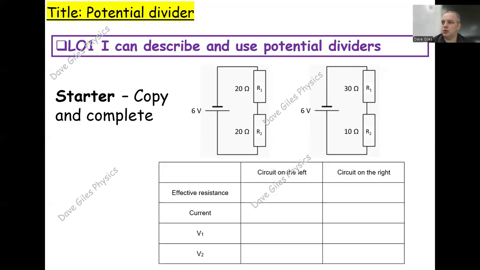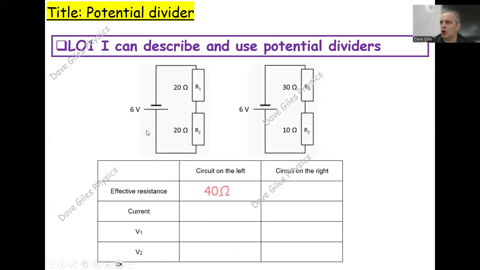Just as a recap, I've got two circuits here, both with 6-volt supplies. They've both got an effective resistance, and effective resistance just means total resistance. I thought you'd do some very quick calculations to calculate the current, V1, which is the voltage across resistor 1, and the voltage across resistor 2 for both of these circuits. I'll give you a few seconds to work them out, pause it, and then see what you get.